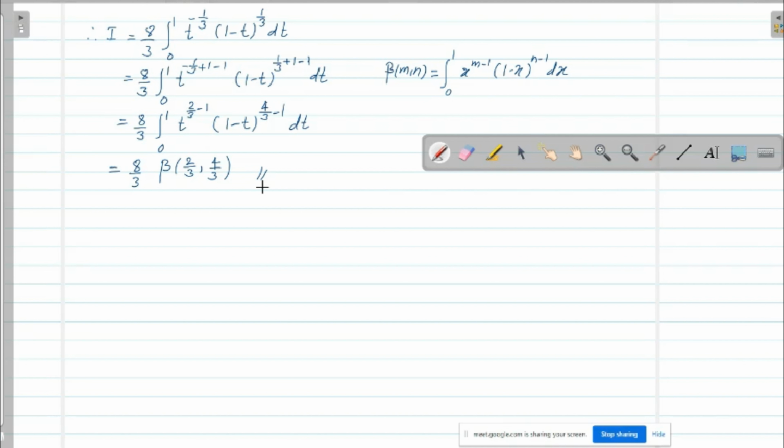Okay, this is the required value of your integral. Now just apply the relation between beta and gamma function and solve this again.